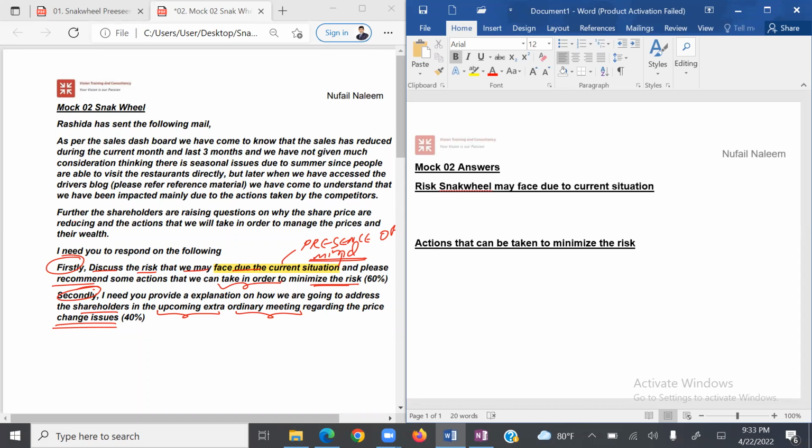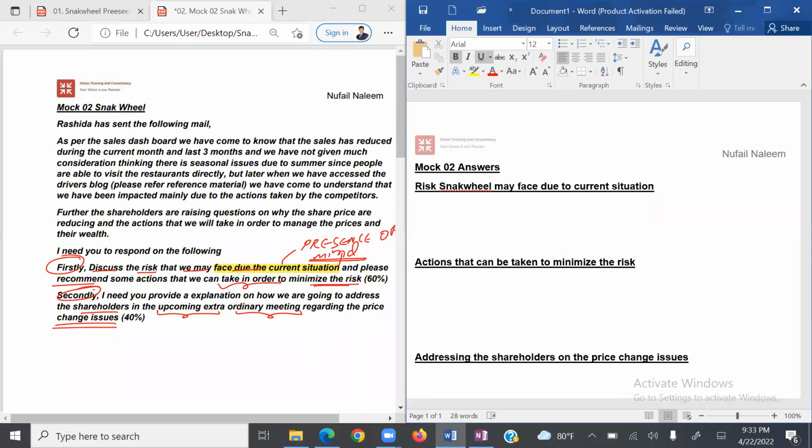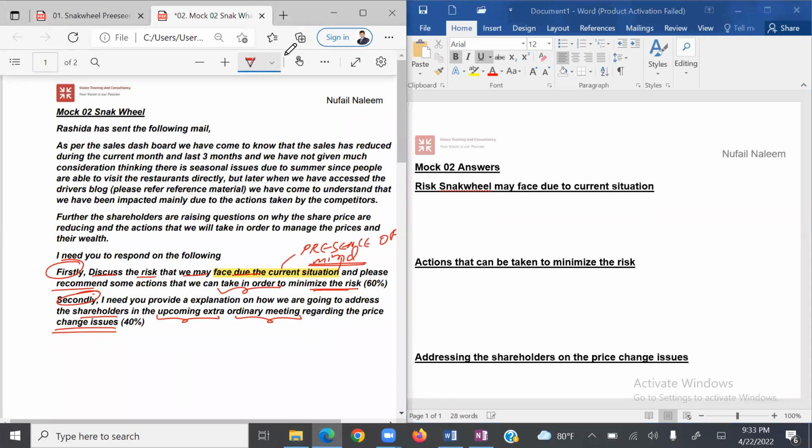And the part B requirement, once again, is clearly mentioned. That is addressing the shareholders on the price change issues. That's the share price change issues because of this. So the headings are very clear, but you need to make sure that you have content that is fulfilling the requirement.